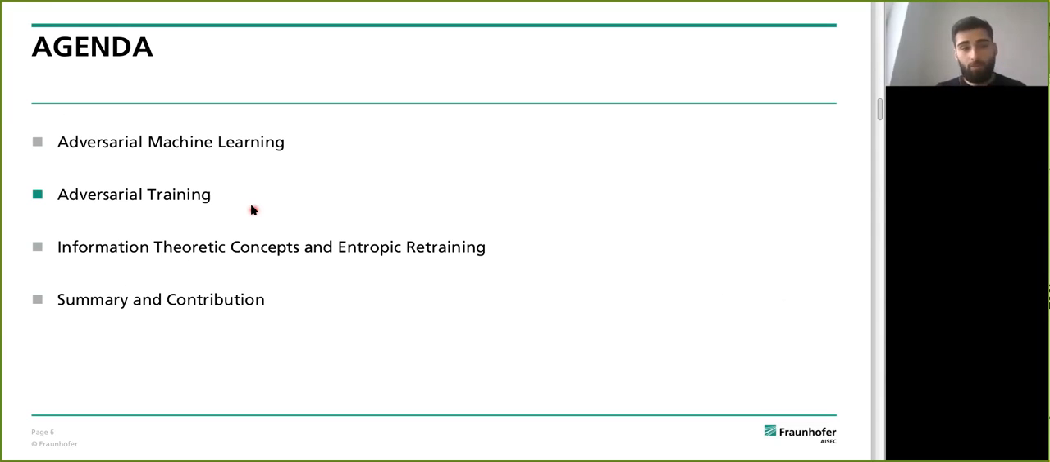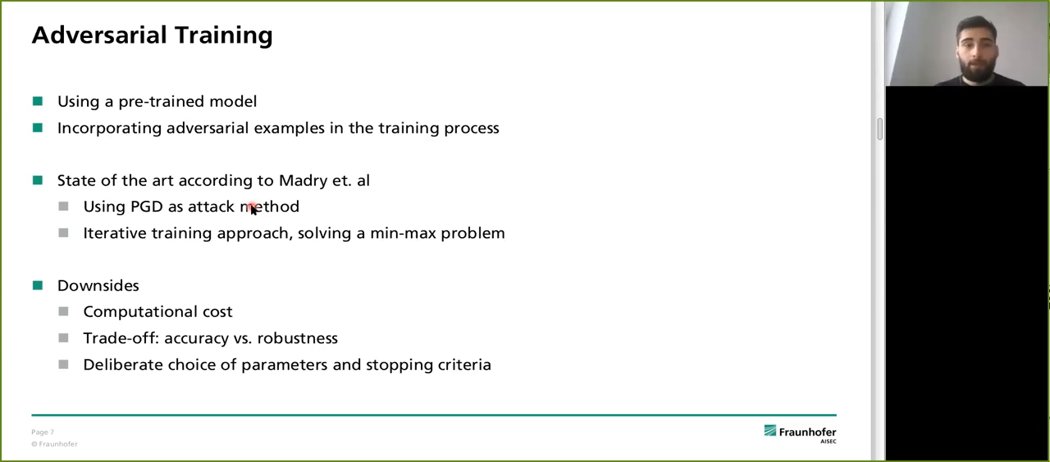So let's talk a little bit more about adversarial training. This is an approach which is widely known and has been around for quite a while now. Here, the approach is based on a pre-trained neural network, a pre-trained model, and this model is retrained, but in this case not using the clean examples, but using adversarial examples.